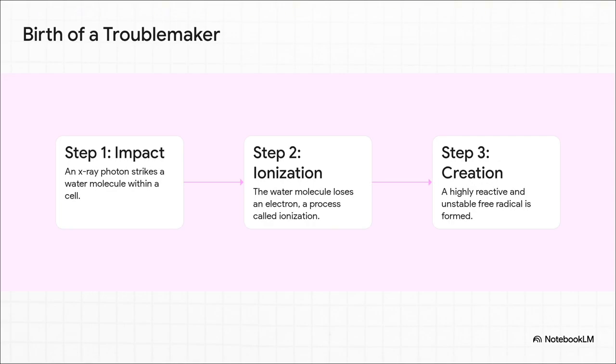First, an X-ray photon zips into a cell, and bam, it hits a water molecule. And remember, our cells are mostly water. Second, the energy from that collision knocks an electron right off the water molecule. And third, what's left behind? That's our unstable, electron-hungry free radical.